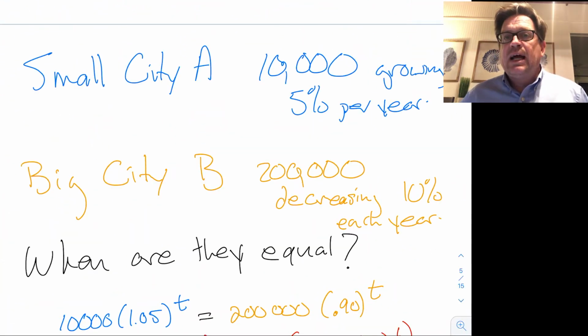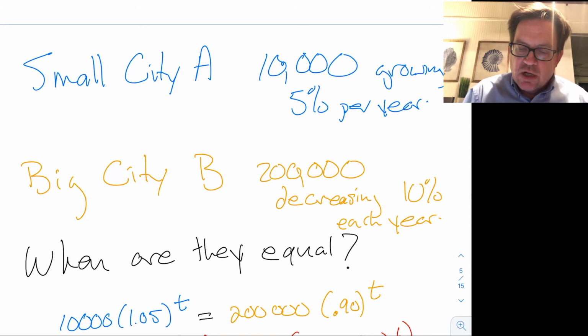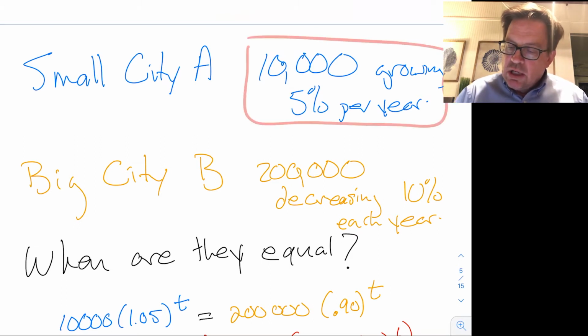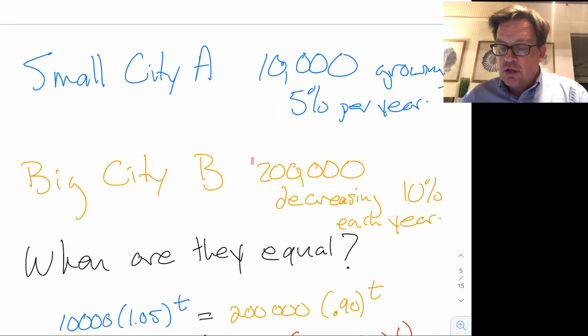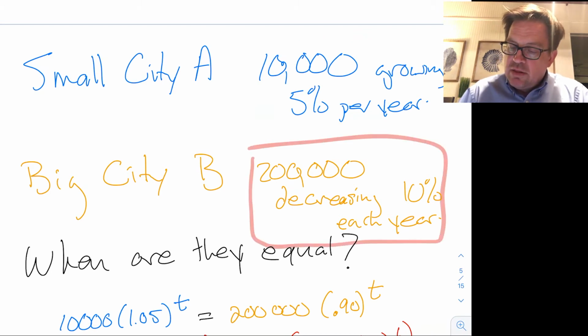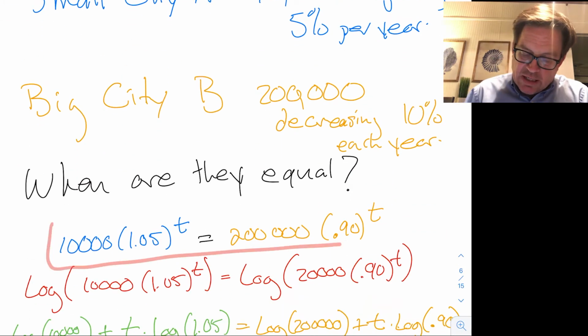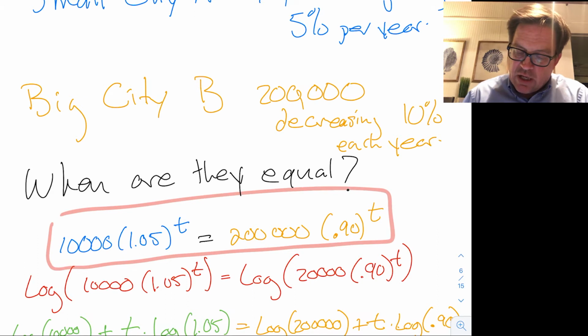So I talked about in class one other example that I wanted to talk about here that has 2 cities. A small city that starts at 10,000 people and it's growing 5% per year. And a large city that starts at 200,000 people and decreases by 10% each year. We talked about in class how you get this equation for that.